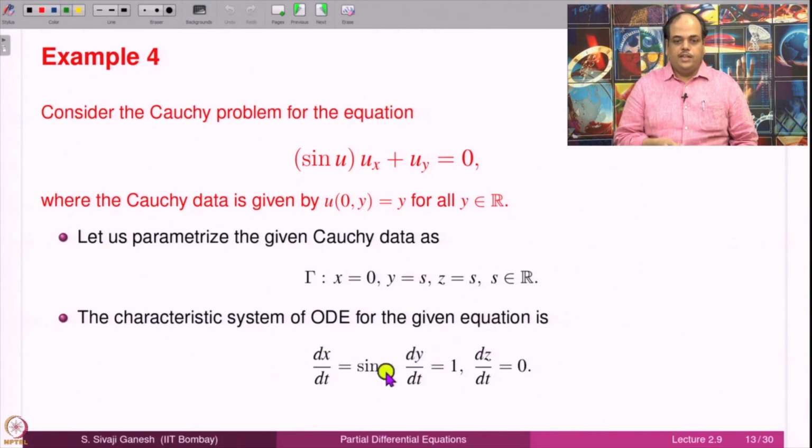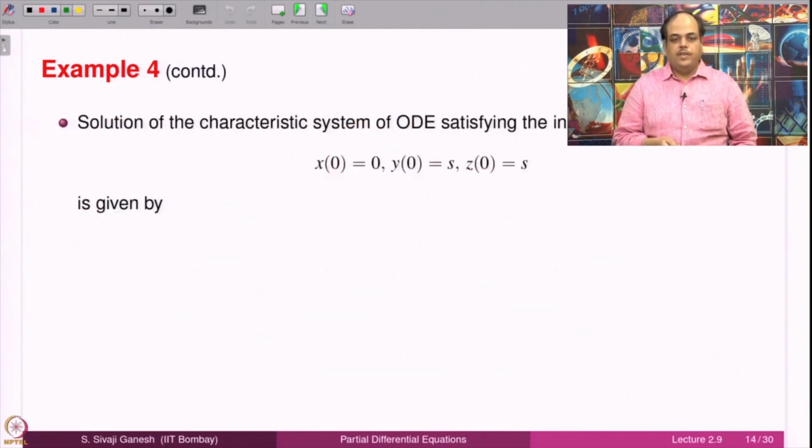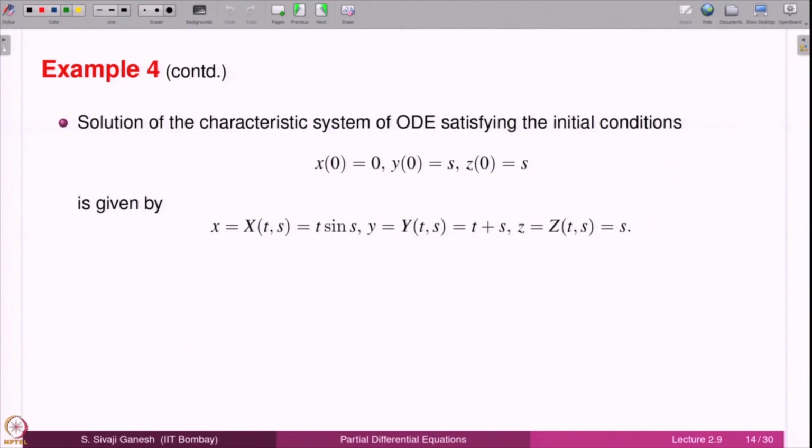Therefore, you put that s here and integrate this. So, we get sin s into t, and at t equal to 0 it should be 0. So, this is the solution, y is t plus s, z is s. Now, using the x and y equations, we have to get an expression for t and s, but I do not think it is possible because t sin s is there, and this is t plus s. So, this is okay, nice, t plus s, but there is a sine here. So, I cannot express them explicitly.